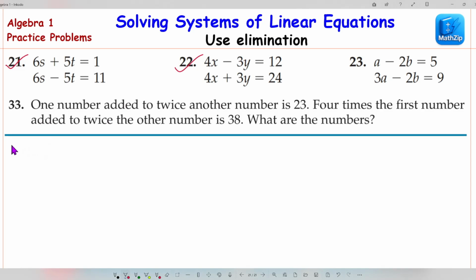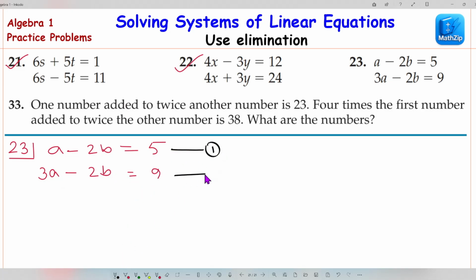Number 23. a minus 2b equals 5, and here 3a minus 2b equals 9. Equation 1 and equation 2. Look, here the coefficient of b is minus 2, and in equation 2 similarly the coefficient of b is minus 2. So if we subtract one from the other, we can eliminate these terms of b.